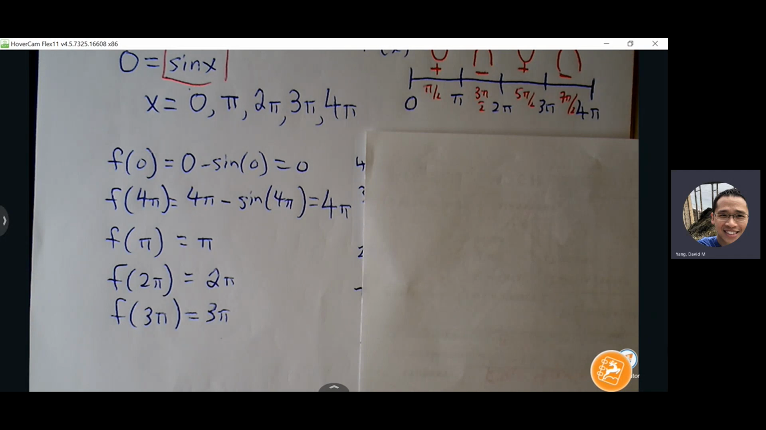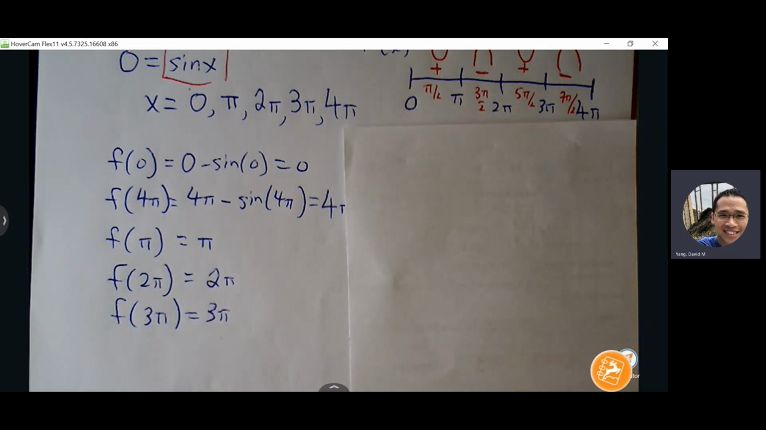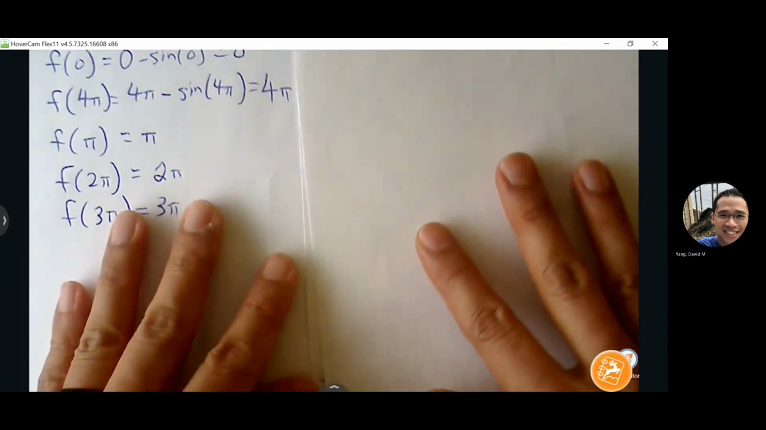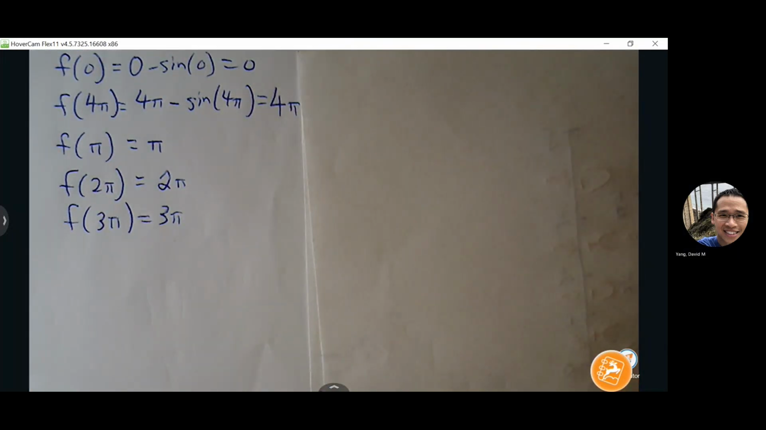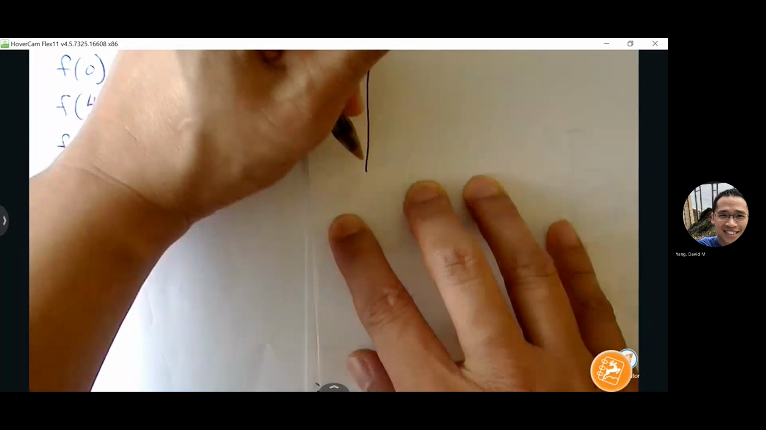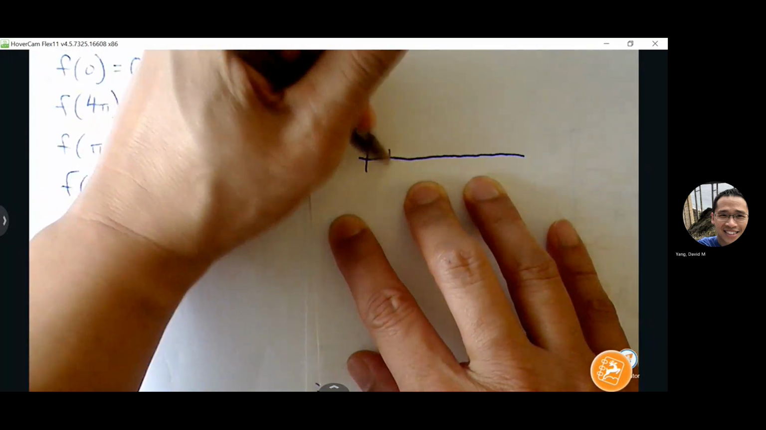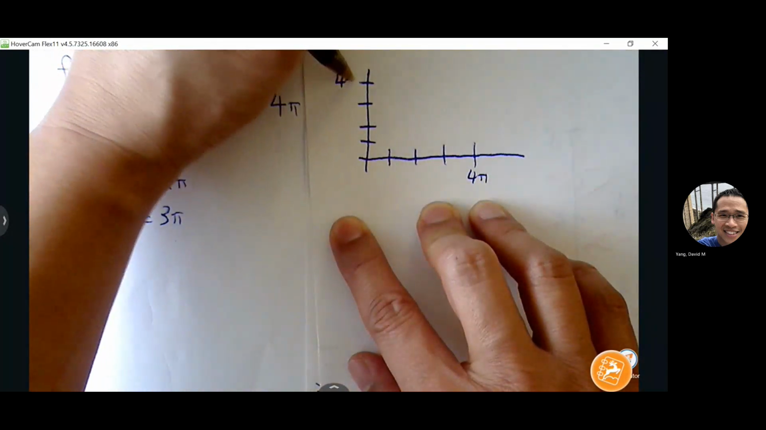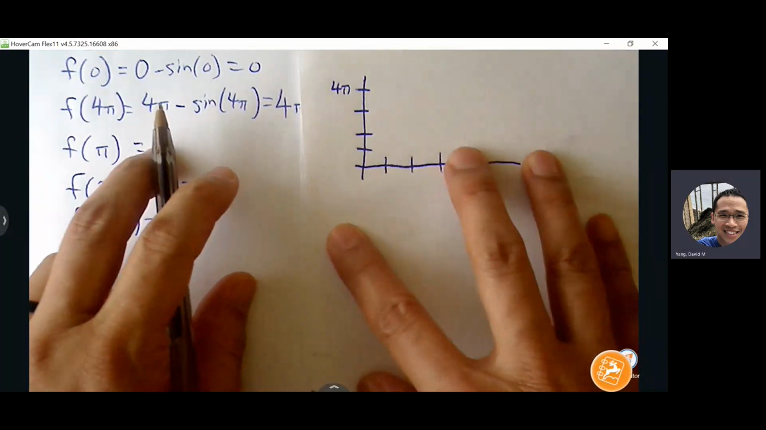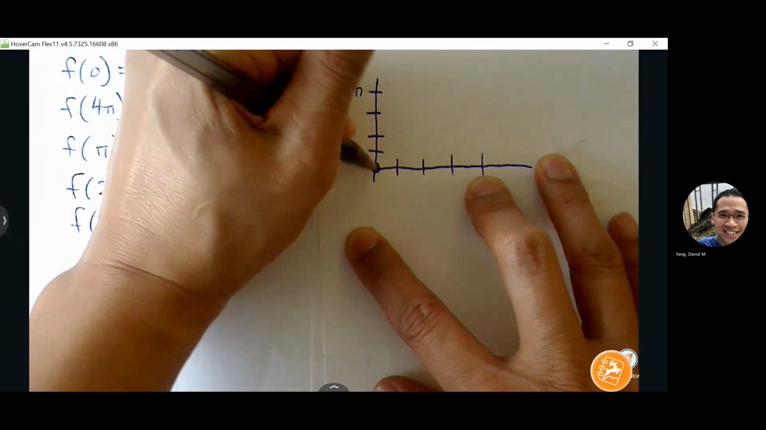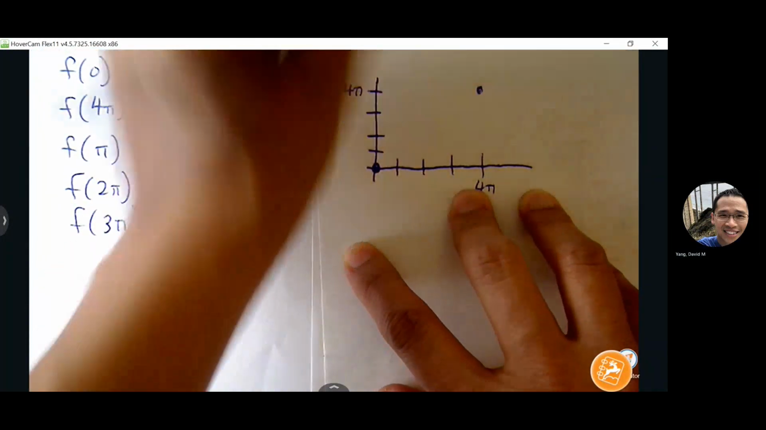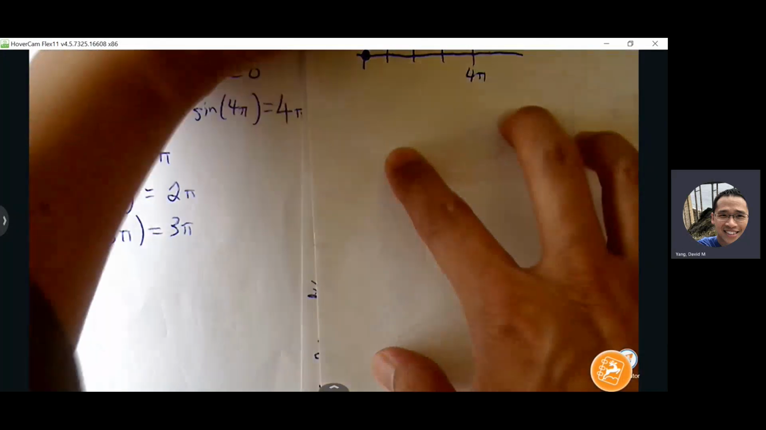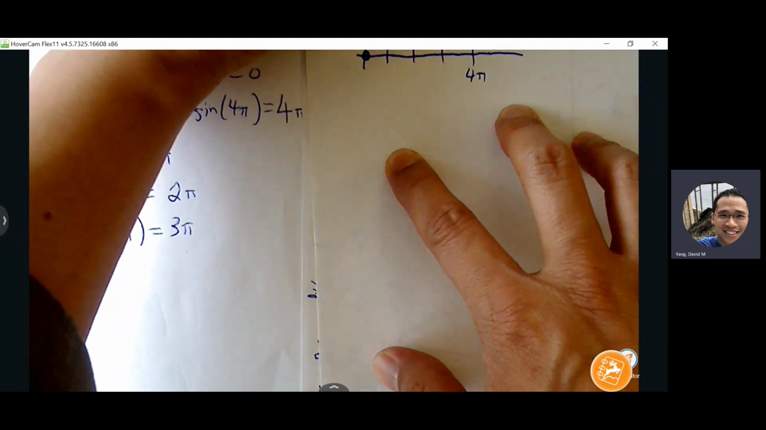So my endpoints are at 0, 0, and 4 pi, 4 pi. So I'm just going to create a graph with those as my tick marks. So my first ordered pair is at 0, 0. I also have 4 pi, 4 pi. From my derivative sine line, I'm going to also do 2 pi as well. So 2 pi, 2 pi. So looks like these points are all along a line here.